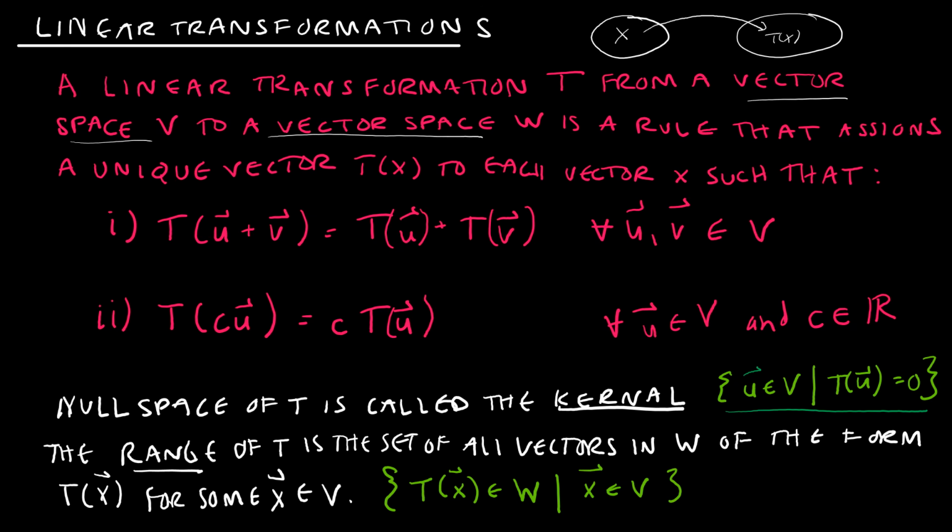And then the range, again just thinking back to this transformation, this is our domain and this is our range. The range of T is the set of all vectors in W of the form Tx for some x in V. So again, that's the range, what is going to map back to our original x.